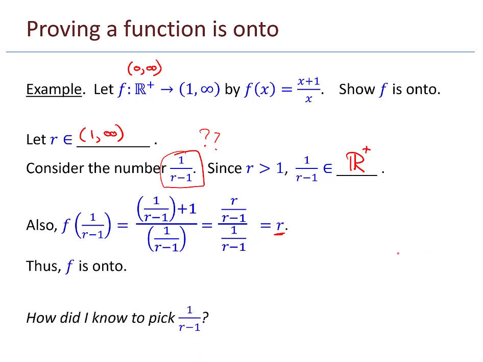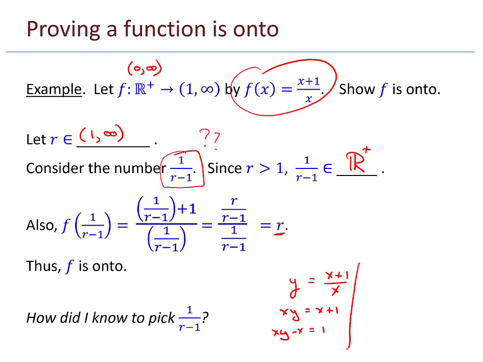One way we might do it is just with some middle school algebra. You might take a look at the function definition, call that y. Say y equals x plus 1 over x, and then try to solve for x. Multiply both sides by x. Get xy equals x plus 1. Subtract x from both sides. xy minus x equals 1. Factor out the x and divide by y minus 1. So we can kind of reverse engineer the function and figure out where objects have to come from.